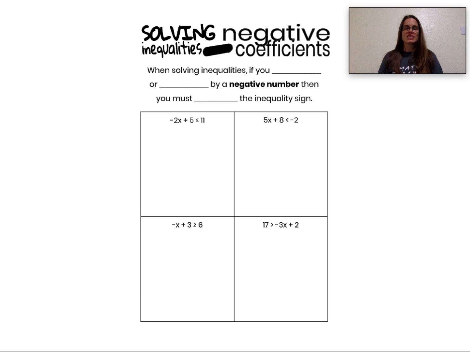Solving inequalities is very similar to solving equations with one exception, and that exception involves negative coefficients. When you're solving an inequality, if you multiply or divide by a negative number, then you must flip the inequality sign. This is something very easy to forget, and it's something we need to practice a lot. Let's go ahead and practice.